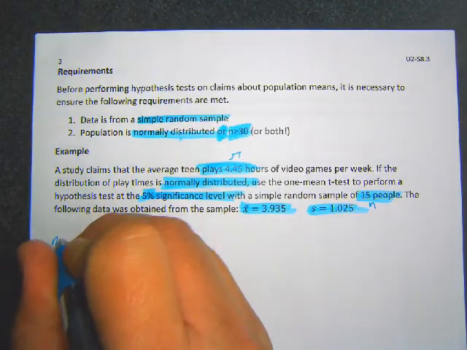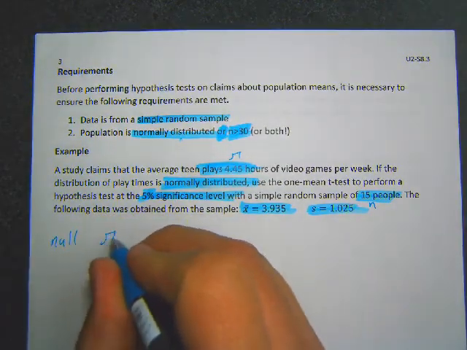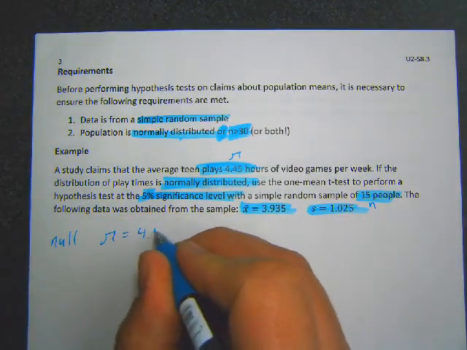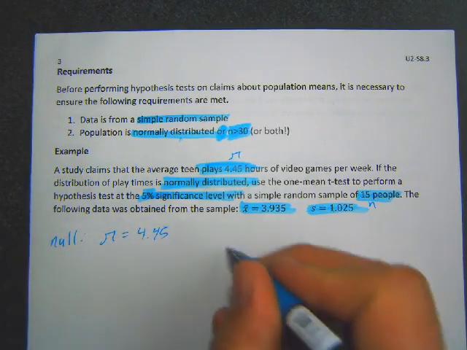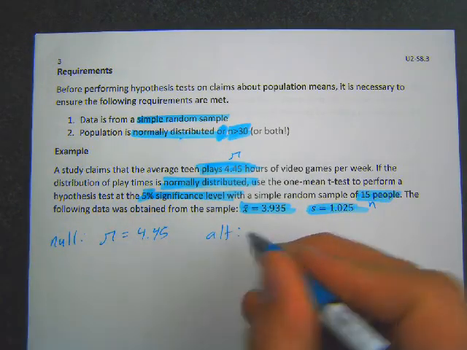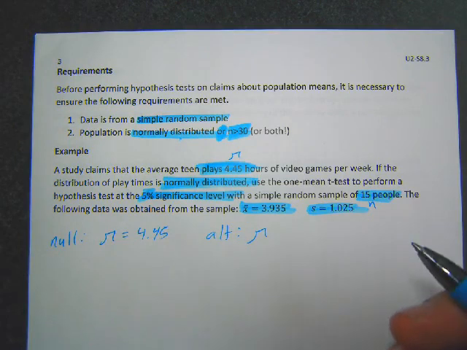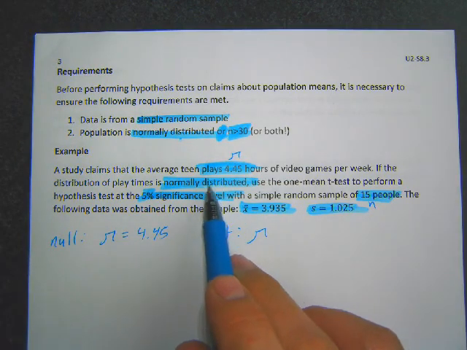So our null hypothesis would be that the mean is equal to 4.45 hours. That's your null hypothesis. The alternative hypothesis would be that the mean, in this case, well, does it tell us more than or less than?